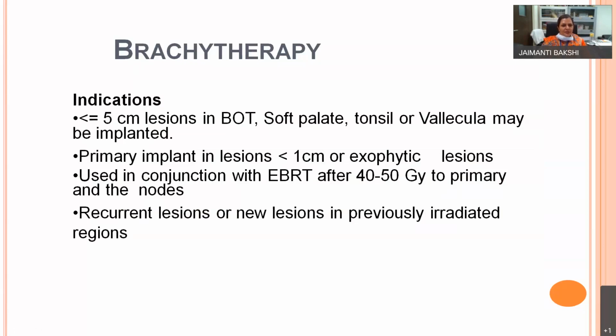Now coming to the brachytherapy. So brachytherapy was being used commonly in the pre-IMRT era, but now it is not so commonly used because of its complications. Indications for brachytherapy are tumors less than 5 centimeter in base of tongue, soft palate, tonsil, or vallecula may be implanted with brachytherapy. Primary implant in lesions less than 1 centimeter or exophytic lesions can be done, used in conjunction with external beam radiotherapy after 40 to 50 grays to primary and the nodes. It is also used for recurrent lesions or new lesions in the previously irradiated areas.